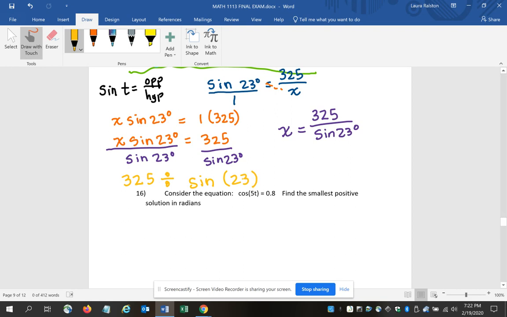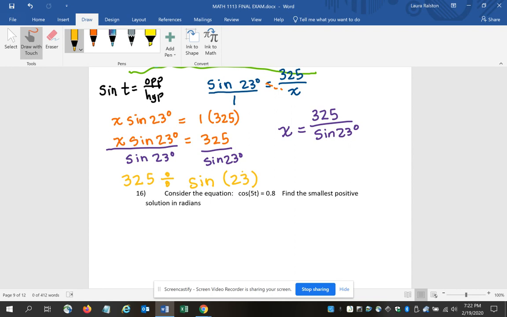But now it's important that you check to ensure that your calculator is in degree mode. You do that if you look at your calculator face at the very top next to the blue second button, there should be a button that says mode. If I press the button that says mode, on the third line down, it says radian degree. And you want to make sure the word degree is highlighted. And so then you're going to type in 325 divide sine 23.